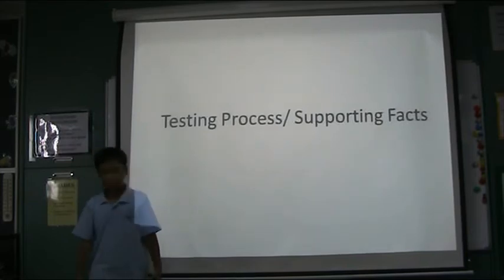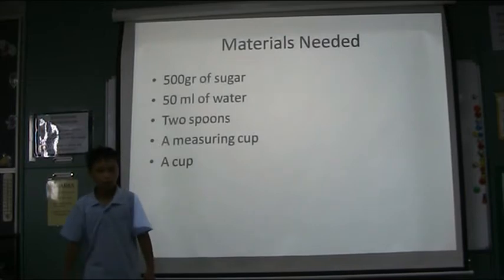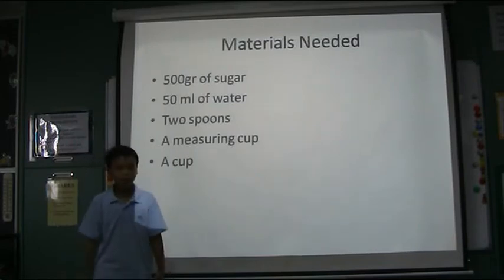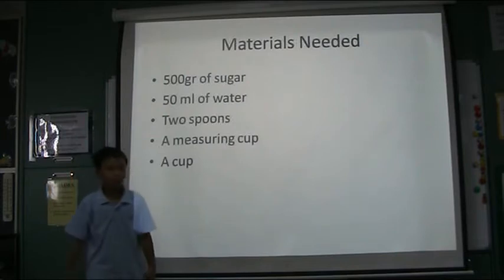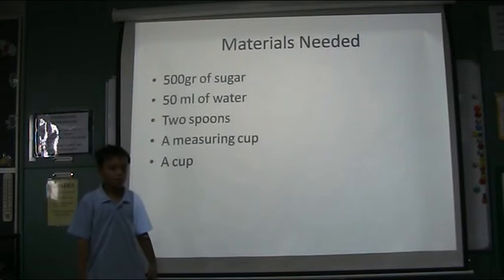Testing process and supporting facts. Before we look at the testing process and supporting facts, we need materials in order to do it. The first material needed is 500 grams of sugar. I chose 500 grams of sugar because I don't know how many grams of sugar will be dissolved in 50 milliliters of water, and also I need to repeat the process.